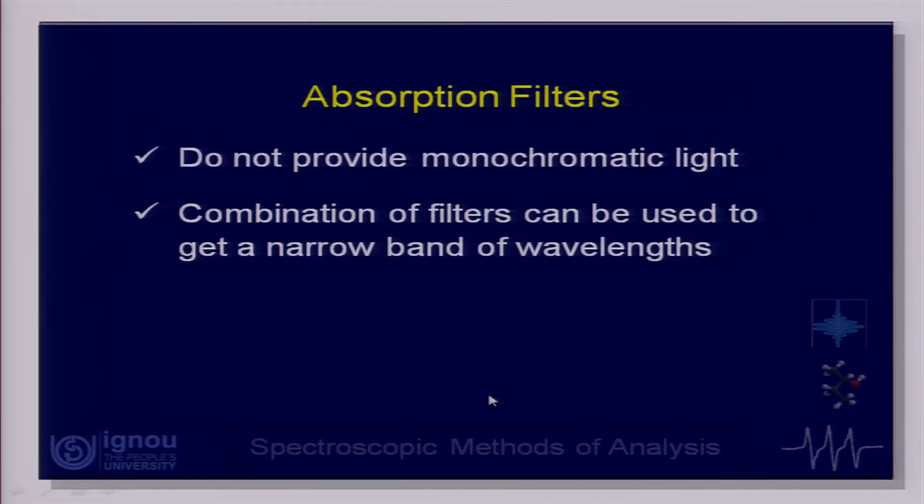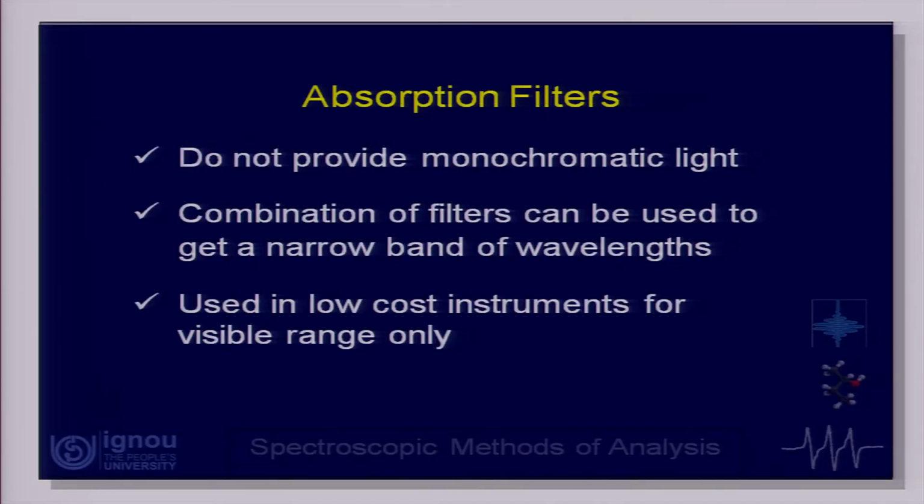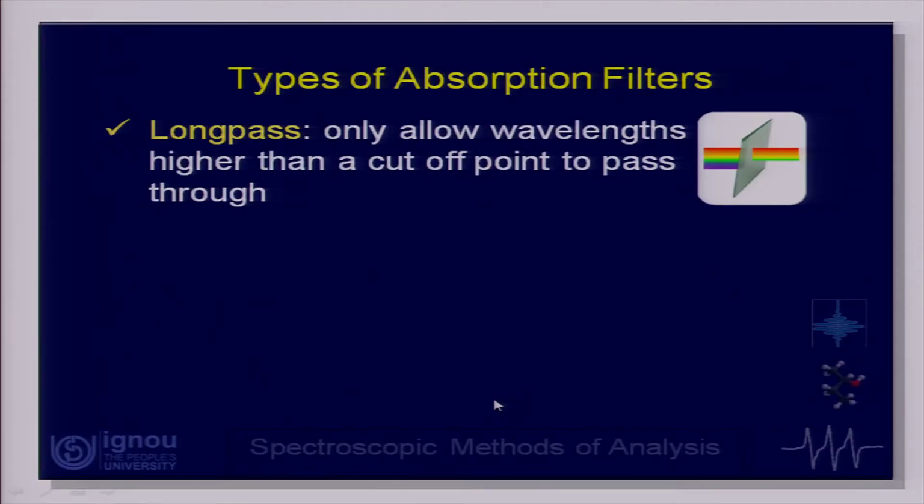However, because these are a little crude piece of apparatus, they are typically used in low cost instruments. They can be used only for the visible range, because we do not have filters for the UV range. Now, as I just said, we can use a combination of filters to get a narrow range of wavelengths. On the basis of this, we find that there are three types of absorption filters possible.